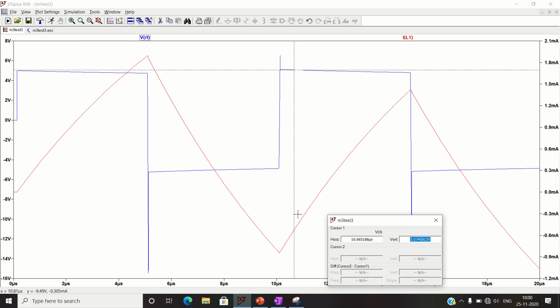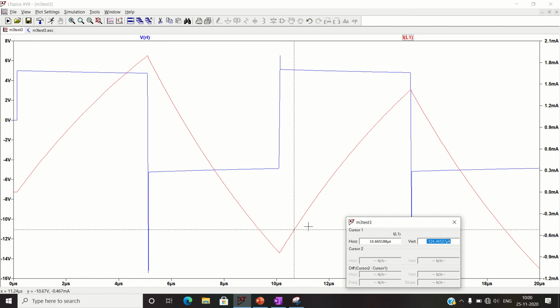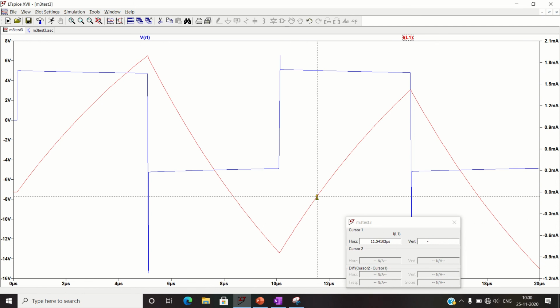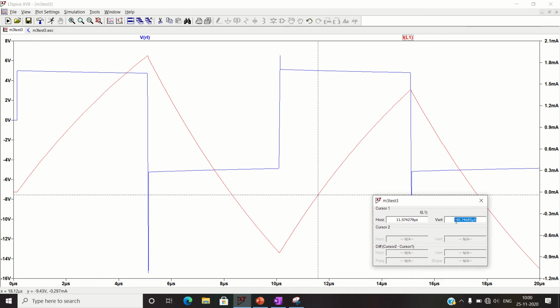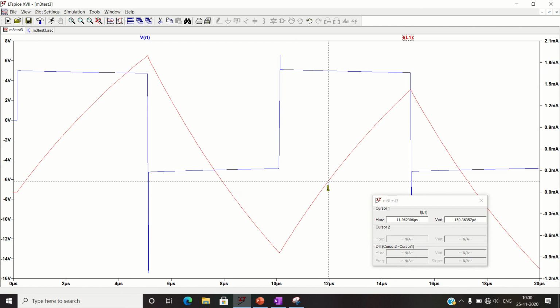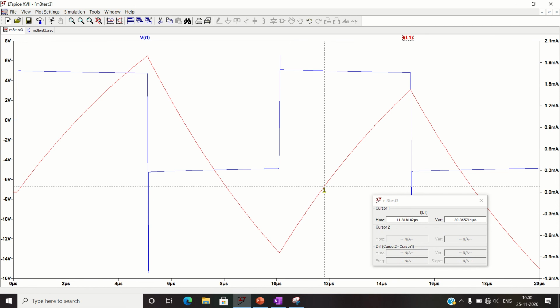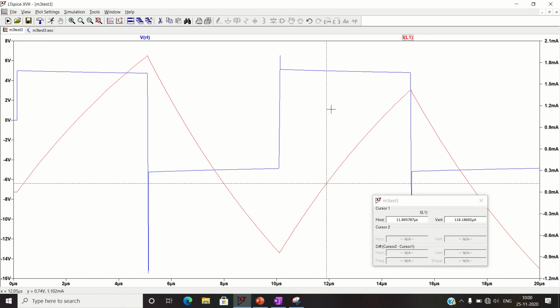Next, as this current increases, after some time it will increase. You can observe this value here. After some value, it is becoming positive. So when this current is positive and this voltage is also positive, during that time my S1 will be conducting. Okay, my S1 will be conducting.